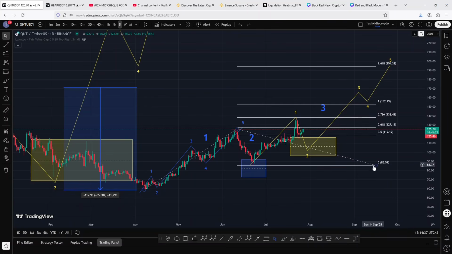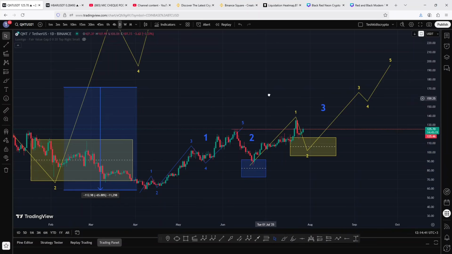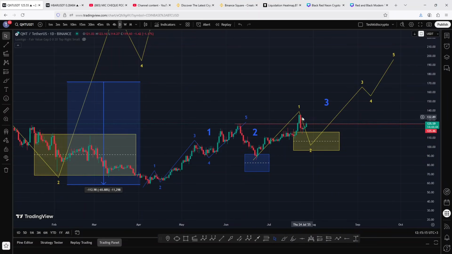So that is the roadmap that I expect QNT to follow on the short term and also on the long term. The areas above the 125.7 and the 136.3 USDT mark are the next key areas that we need to see a break above to confirm that bullish movement to the upside in the formation of this wave 3.